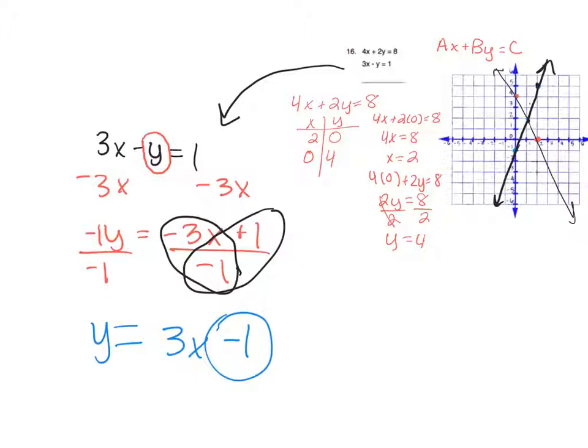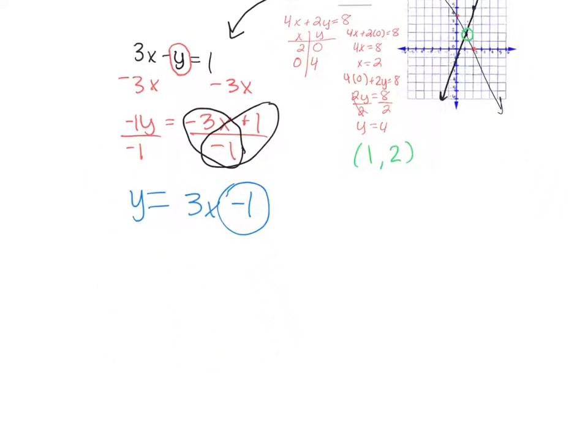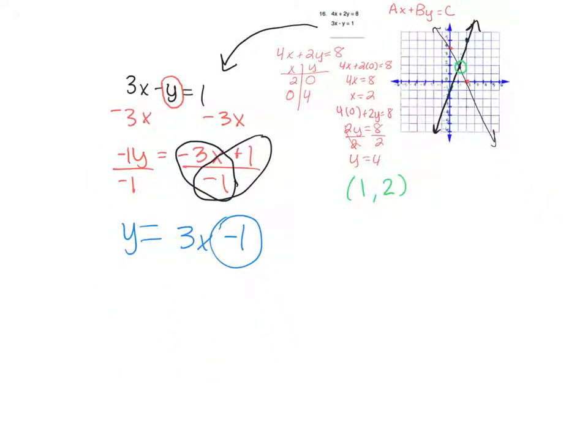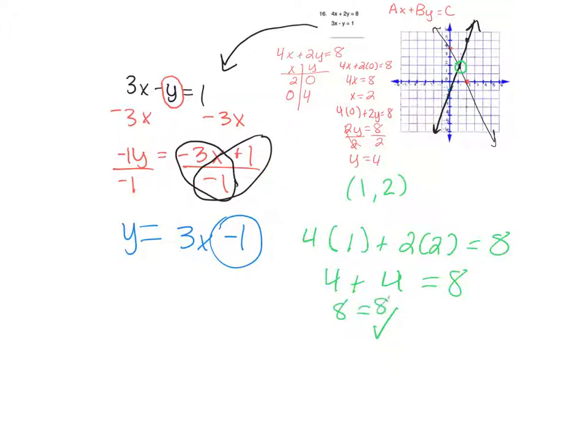Now from this, we can tell that the solution to our set is going to be at this point right here. So that point is (1, 2). Again, we're going to need to check that. So I'll do those checks down here. I've got 4 times 1 plus 2 times 2 equals 8. 4 plus 4 equals 8. That checks because 8 equals 8.